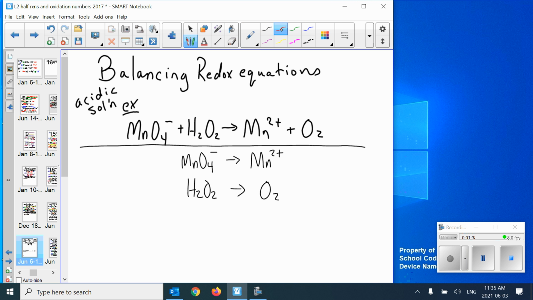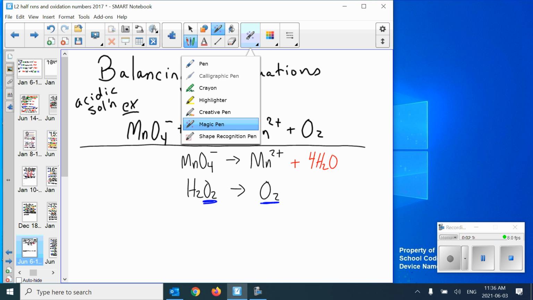Step 2, balance for oxygen using water if necessary. Water has one oxygen per mole. So I look at this. The reactant side of this half reaction has 4 oxygens, so we need 4 waters on the products. Now, oxygens are balanced. Second half reaction, 2 and 2. We don't need to add any waters, it's already balanced for oxygen.